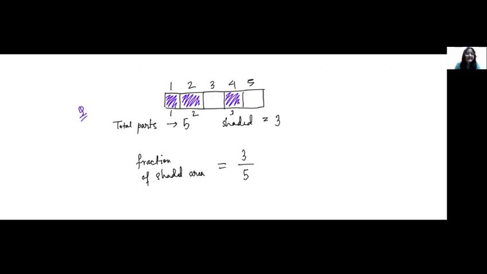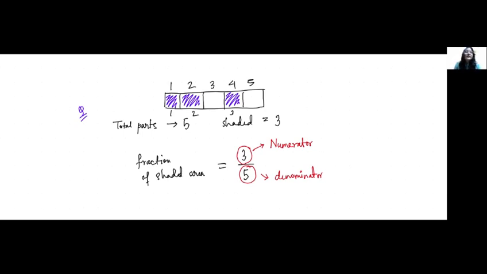Now, there's a specific name given to this upper and lower numbers. We just don't say upper and lower number. The upper number is called a numerator and the lower number is called a denominator. So a fraction is represented by 2 numbers, one upper number which is called the numerator and one lower number which is called the denominator. Clear?